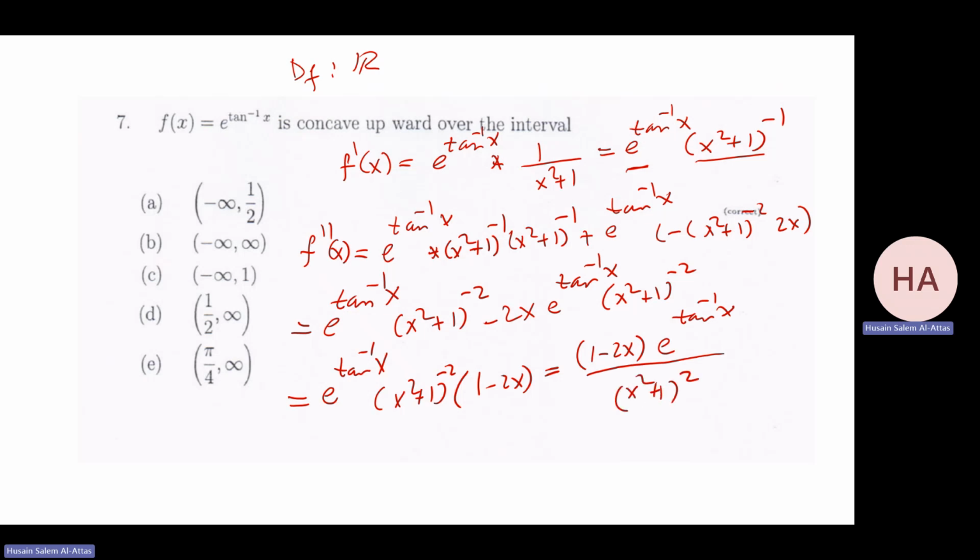So I have 1 minus 2x times e to the power tan inverse of x over x squared plus 1 all squared. By the way, what's the domain? The domain is all real numbers. So I have one half. This is always positive, this is always positive, so I care about 1 minus 2x. Take a value of 0, that will be positive, and that will be negative. You want concave up from where to where? Minus infinity to one half. That's correct.